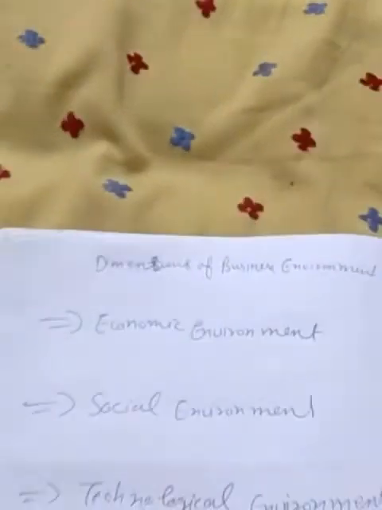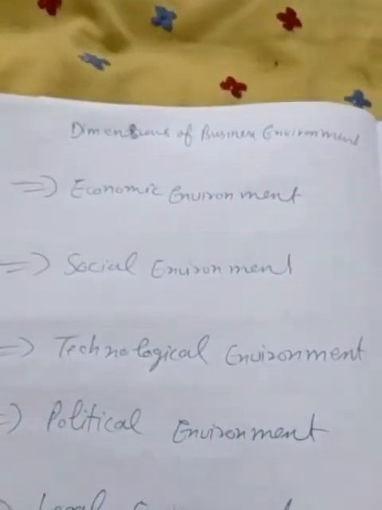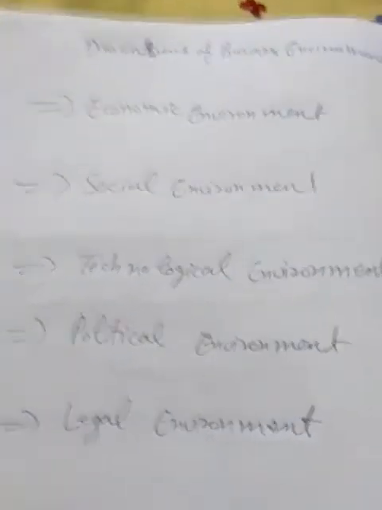Now let us discuss the dimensions of business environment. Five dimensions of business environment are there: economic environment, social environment, technological environment, political environment, and legal environment. Let us discuss these all one by one. First of all, economic environment.